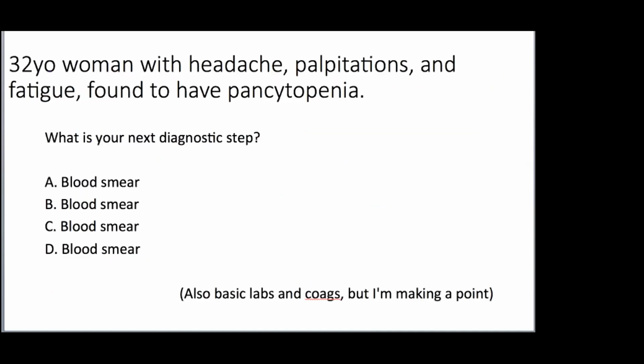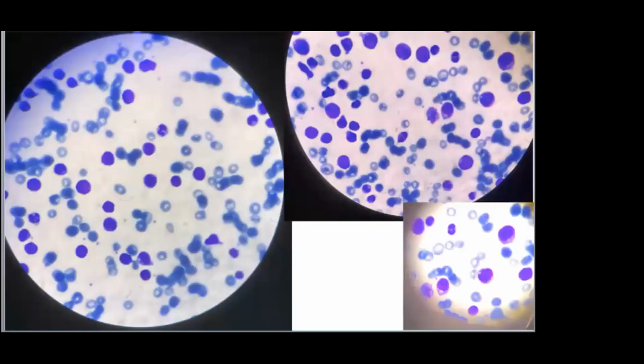So for this 32-year-old woman with headache, palpitations, and fatigue found to have pancytopenia, I think your next diagnostic step would be a blood smear. We probably don't need to launch a poll because we need to take a look at what's going on with these cells. Why can't the machine detect any white blood cells? Is it because there are none, or is it because they look funny? We'd also want basic labs and coags, but I think that the next step we really, really want is a blood smear. And here's her blood smear.